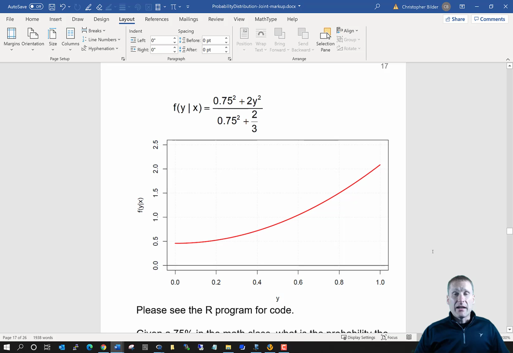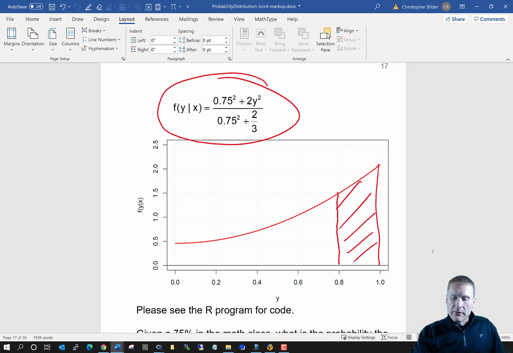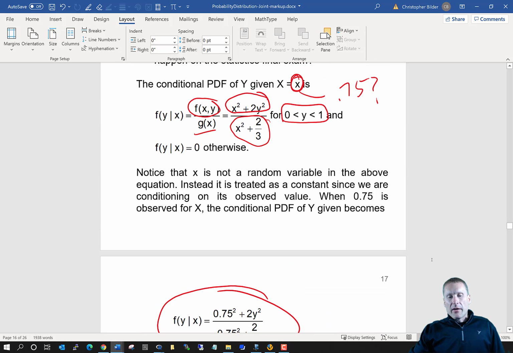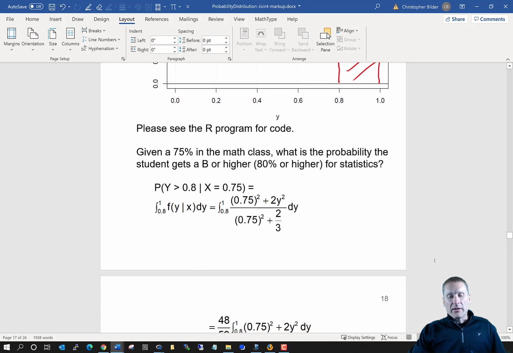So let's say you did get a math course grade of 75%. So we would put that 0.75 in wherever you see x. And now here is our conditional PDF. This is what it looks like graphically. So again, if I want to find the probability of getting a B or better than in my stat course, I just simply find the area underneath the curve there. But also what we can see with this conditional PDF, it's a function of whatever that x value is. So this plot is going to change depending upon what that x value is.